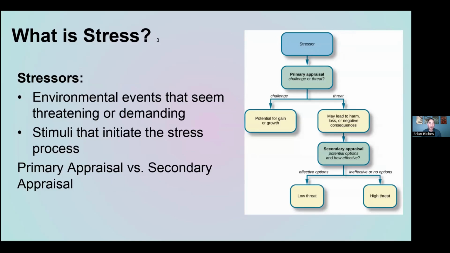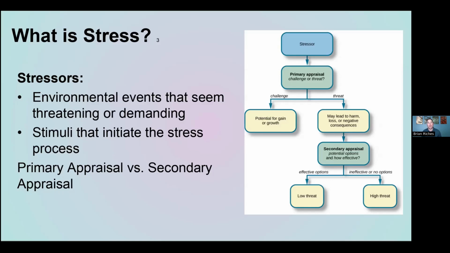So our primary appraisal is: is this a challenge? Is this a threat? For the example of the snake previously, if you know that it's not a poisonous or dangerous snake, you would say, nope, this isn't a challenge, this isn't a threat. I am not stressed out. With that being said, though, we can look at this and say, is this a threat or is this a challenge? That's that primary appraisal. And we can say, oh, this is a challenge. This is something I can grow from.